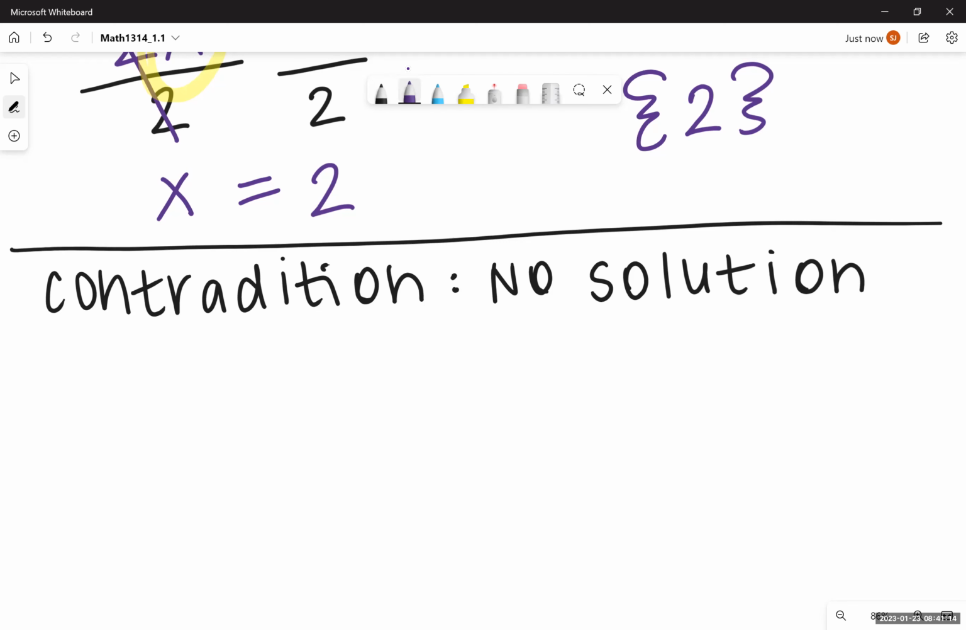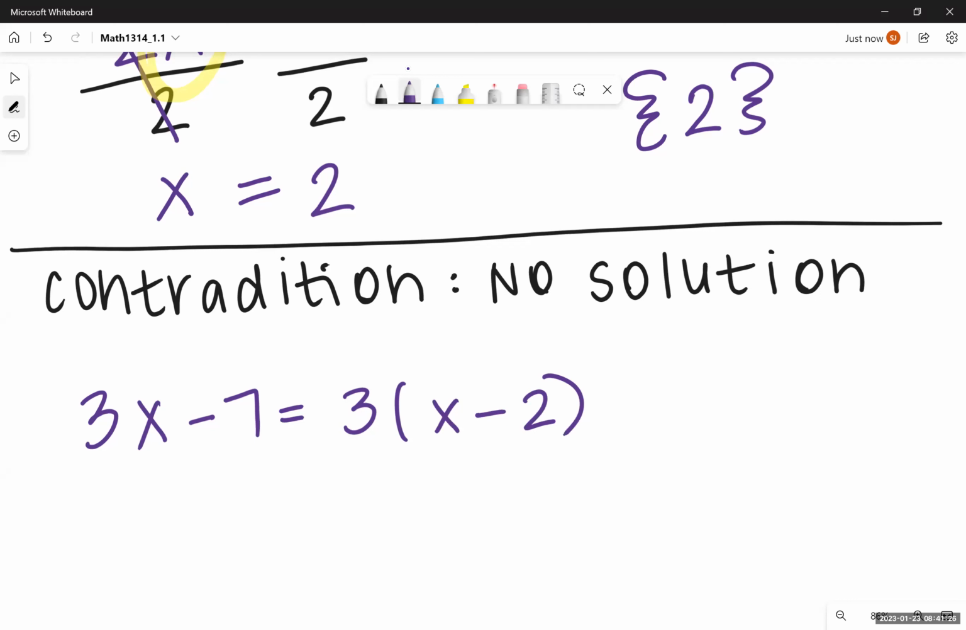Say we have 3x minus 7 equals 3 open parentheses x minus 2 close parentheses. Okay, so solve this and tell me what kind of equation this is, right?